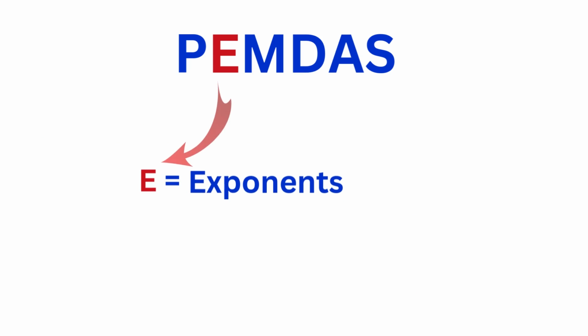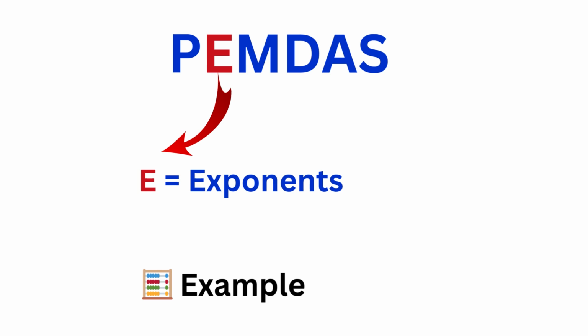E equals exponents. Next, any exponents, like squares or cubes. These make numbers grow fast. Example, 2 squared equals 4.